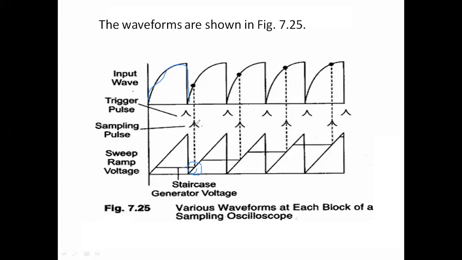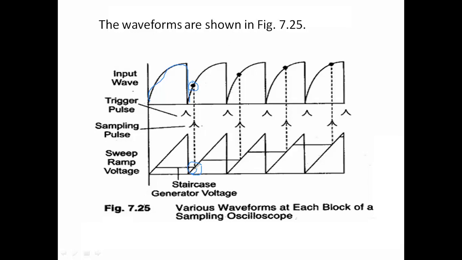When the sampling pulse is applied to the sampling gate, the input signal is at a certain point. Suppose the sampling pulse is applied here, so the input signal is at this point of voltage. That particular value of voltage is allowed to the vertical amplifier. The vertical amplifier senses this value of the voltage, and that is applied to the vertical deflection plates. So in the next case, what happens?